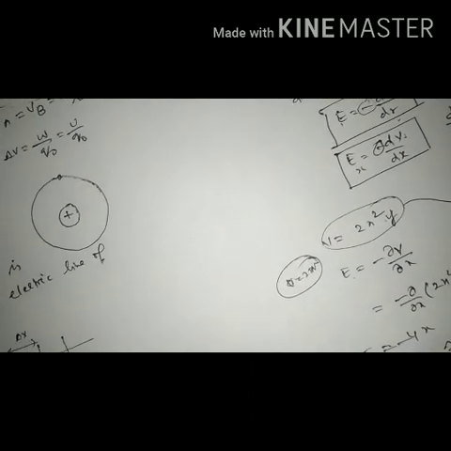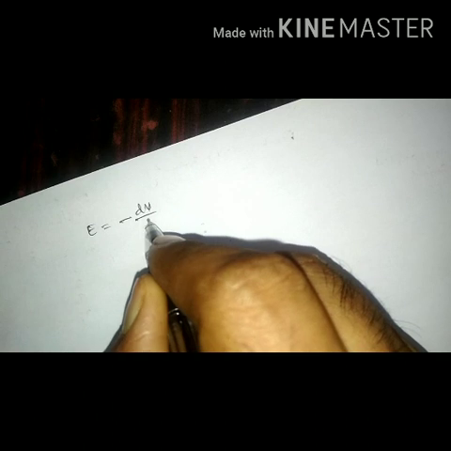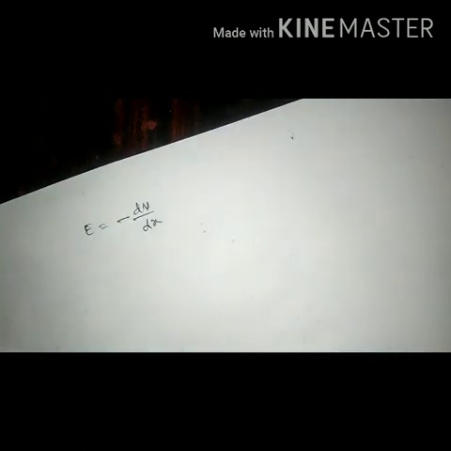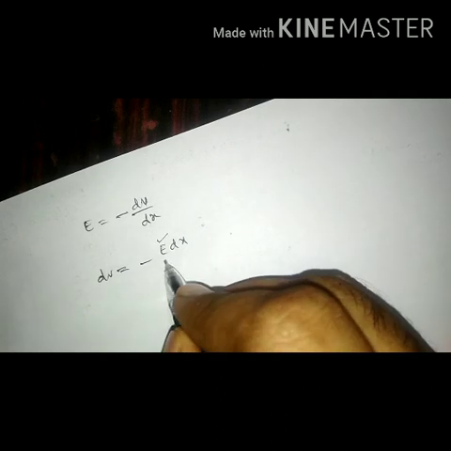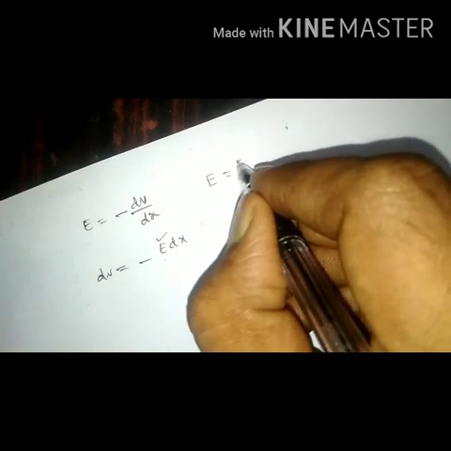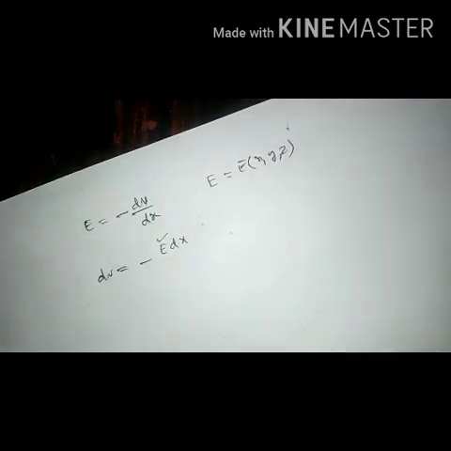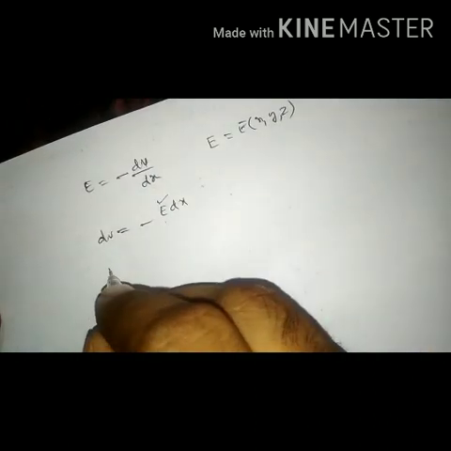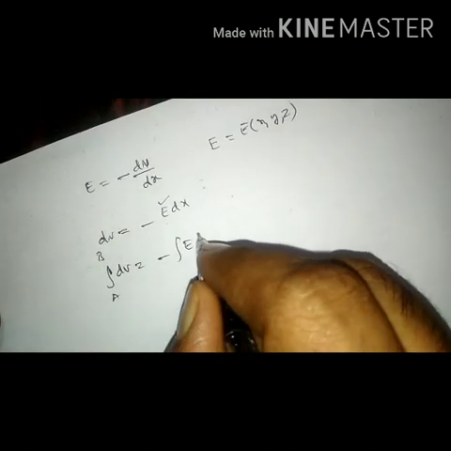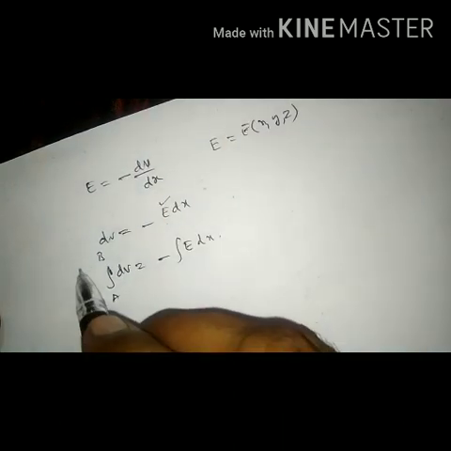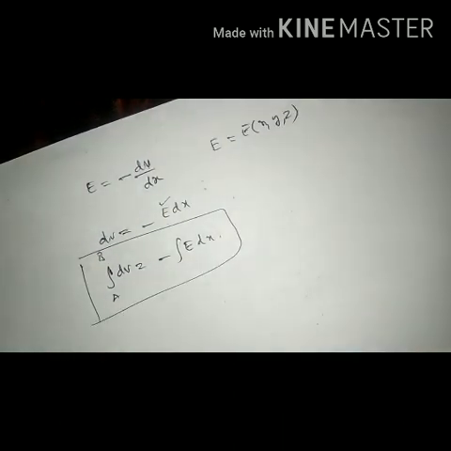And there is one more relation for the same concept, that is already we have seen E is equal to minus dV by dr. For our convenience you take it as only x component. So if I write dV, it is equal to minus E dx. That is, if you know E is a function of x, y, z or x, then you have to find potential difference. So integral dV from a to b is equal to minus integral E dx. So like this using this relation also we can find some relations.